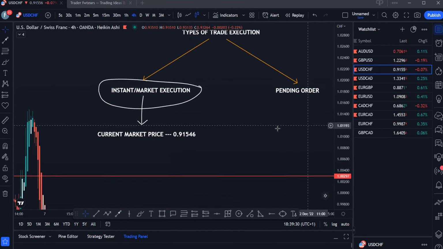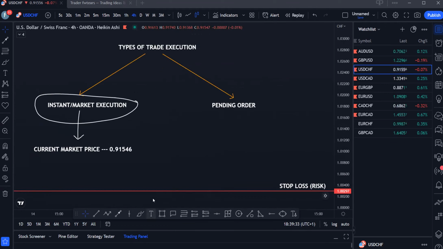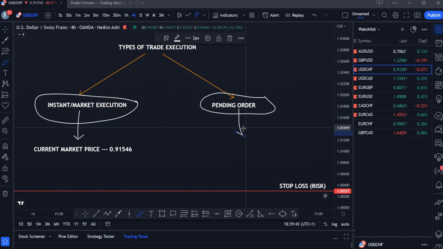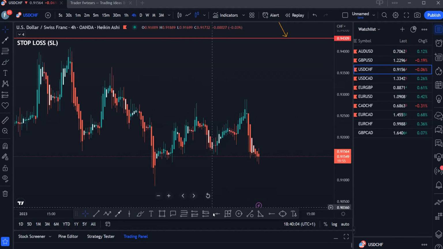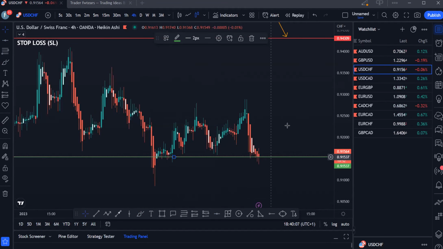Meanwhile, a pending order is just the direct opposite of market execution. For a pending order, you are the one that will choose the price at which you want to enter the market. So you are in control of your entry price. Let me give you an example. Let's go to the chart real quick. This is where price is right now. Let me put a line there. You can see this is where price is right now.